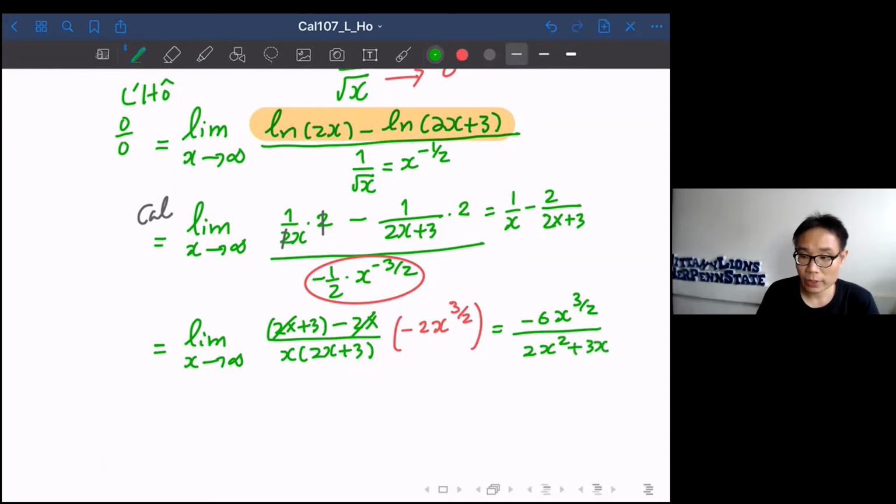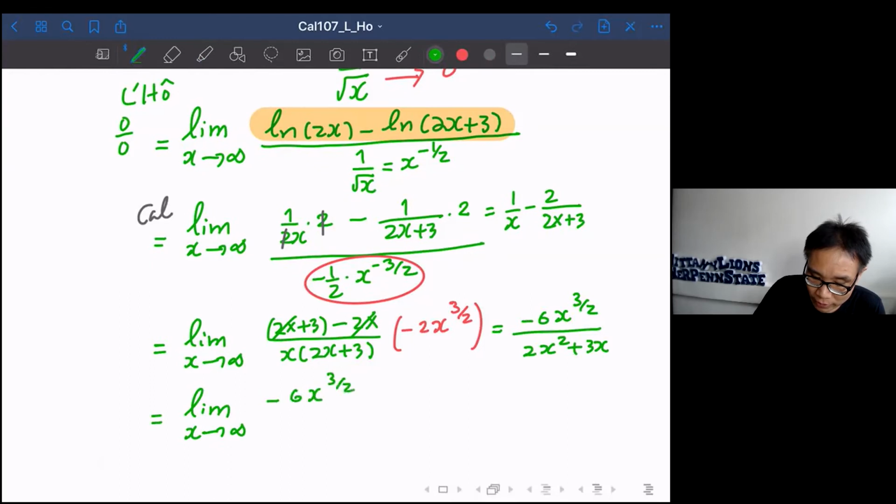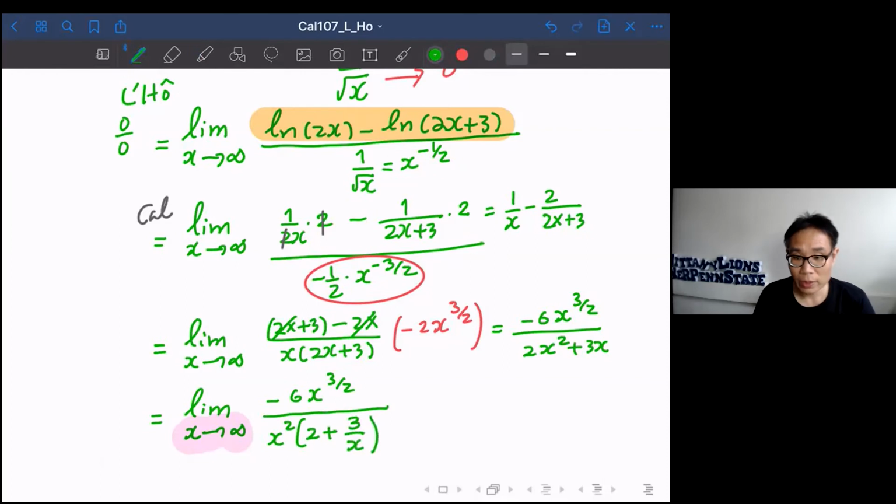Okay, so you get 2x squared plus 3x. Okay, with me so far. And then you have limit x goes to infinity, and you have negative 6x to the 3/2. And don't forget that when we are dealing with x going to infinity like this one, we're not factoring. We're going to try to pull out the highest power. So in this case, you're going to pull out x squared and you get 2 plus 3 over x on the bottom. Okay, so this is the trick that we have learned.